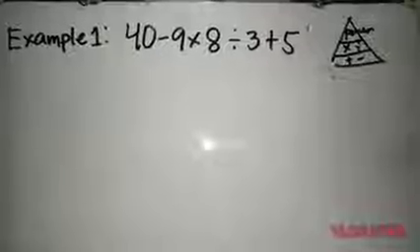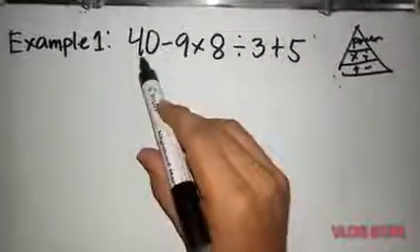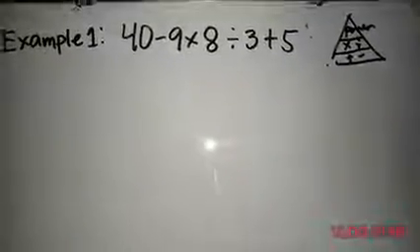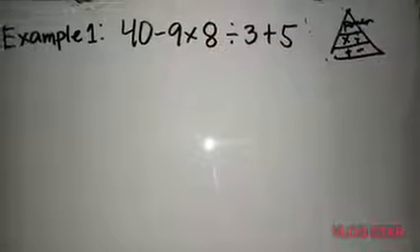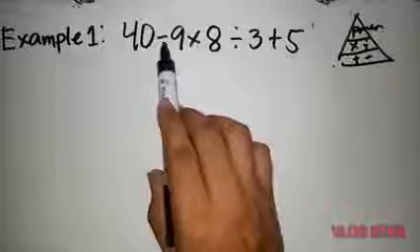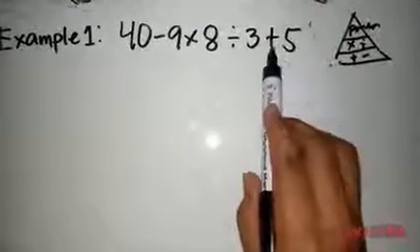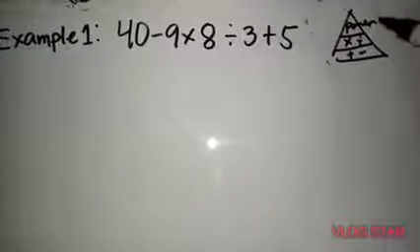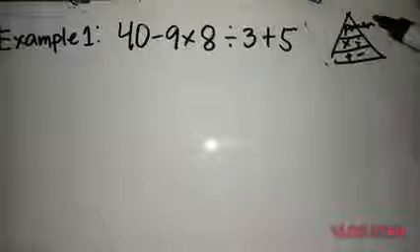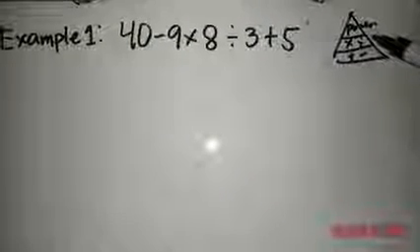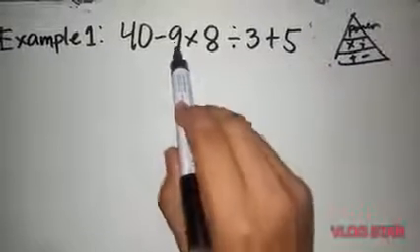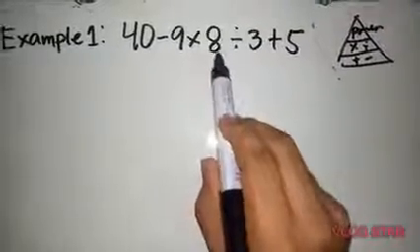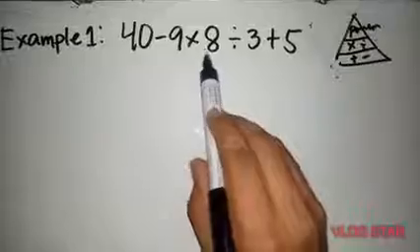So now we will answer this numerical expression. 40 minus 9 times 8 divided by 3 plus 5. The first step is to check the order of operations. So subtraction, multiplication, division, and addition. Then you can see in this hierarchy of operations that parentheses come first, of course, next is power, then multiplication and division. So you see here that this one is the first operation that we should evaluate, 9 times 8.